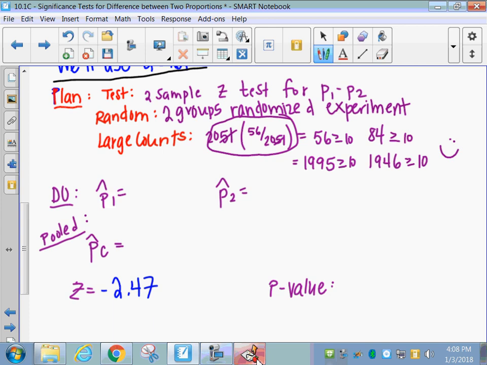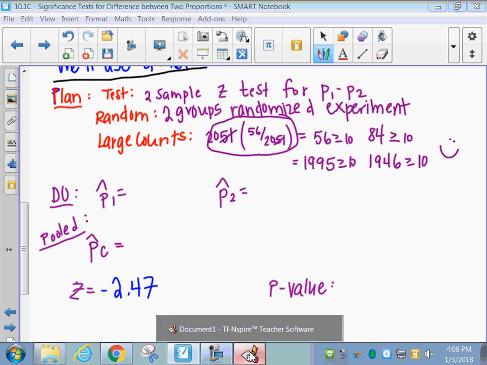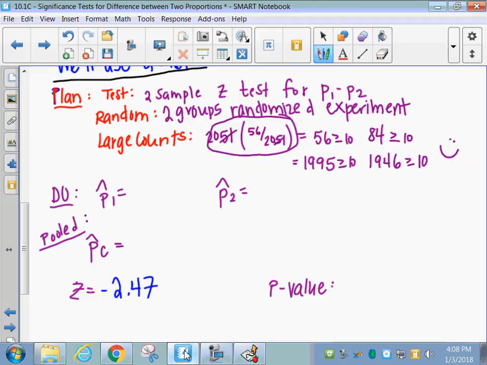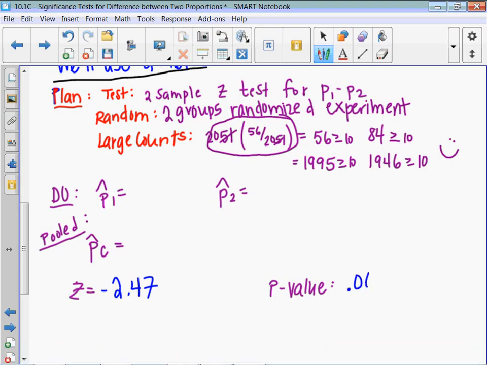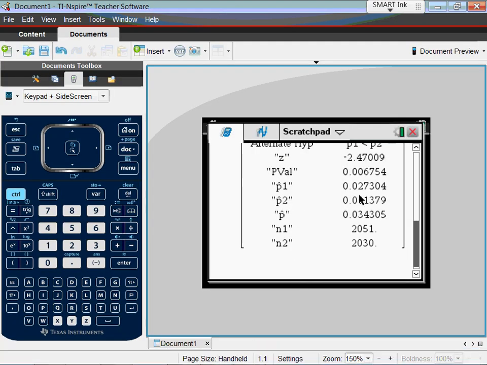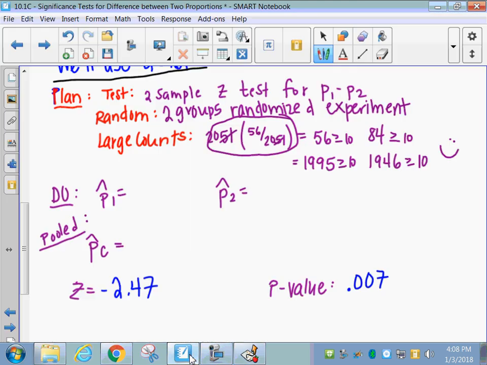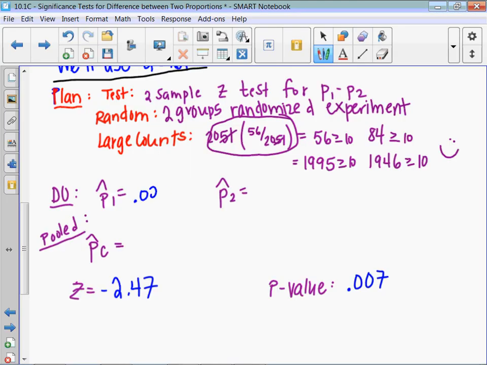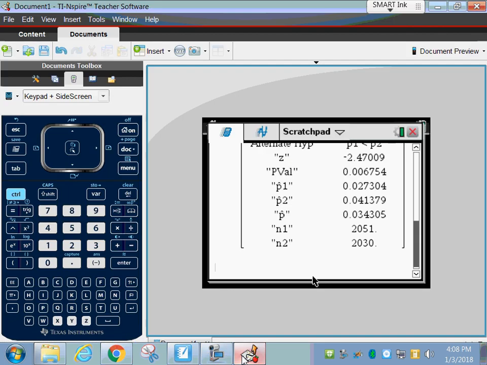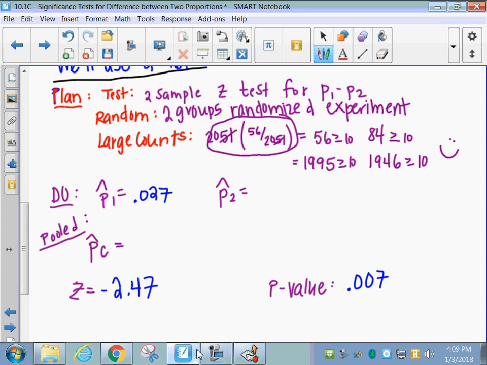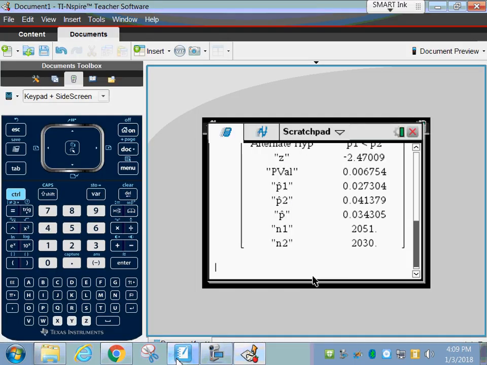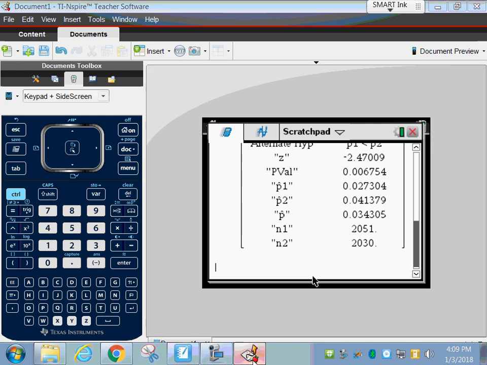The p-value is one-sided, so if we did do normal CDF, we would not multiply by 2. So 0.007. Let's see if they give us all the p's that we need. P hat 1, 0.027. P hat 2, 0.041. And the combined, 0.034.